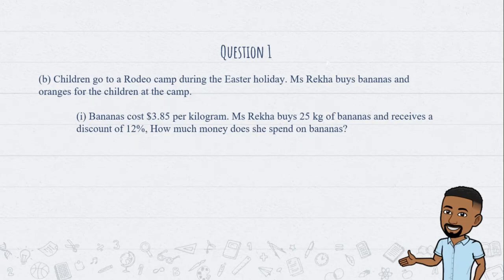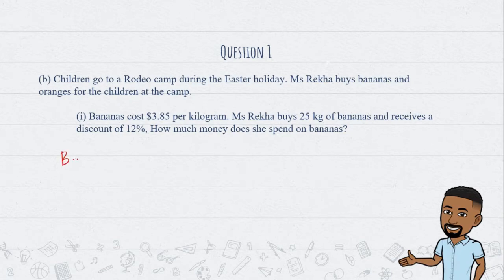So now for question 1 part B. Children go to the radio camp during the Easter holiday. Miss Rika buys bananas and oranges for the children at the camp. Part I. If bananas cost $3.85 per kilogram, Miss Rika buys 25 kilograms of bananas and receives a discount of 12%. How much money does she spend on bananas?